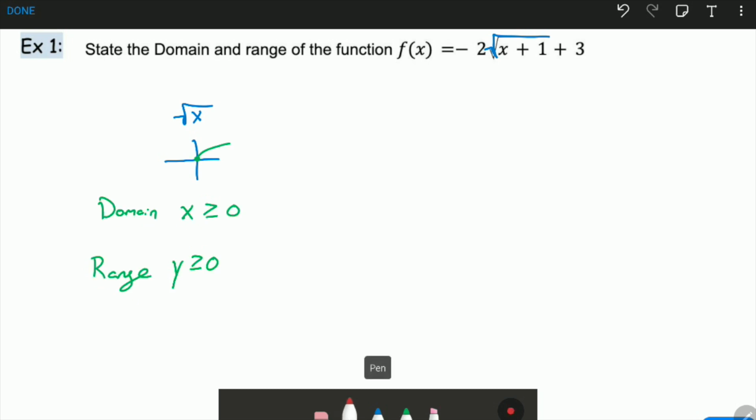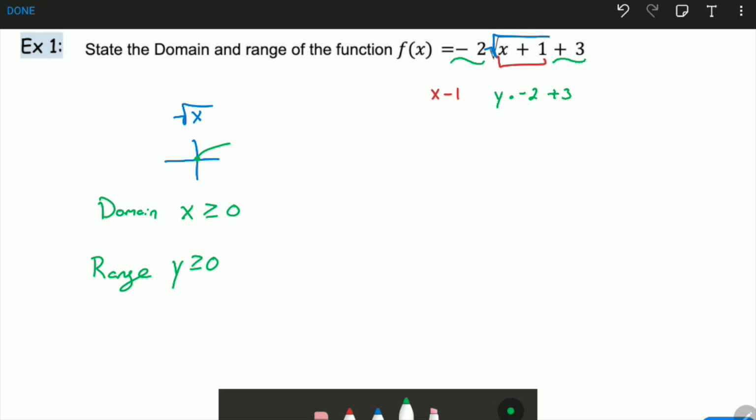If I use the rules I use for transformations throughout all the different lessons I do, inside stuff affects x, but in the opposite way. So I see x plus 1. So what's really going to happen to x is we're going to take the x values and subtract 1. The outside stuff affects y, and in the same way. So we have this -2 connected by multiplication, and this plus 3 connected by addition. So we're going to take our y values, we'll multiply by -2, and then we'll add 3.